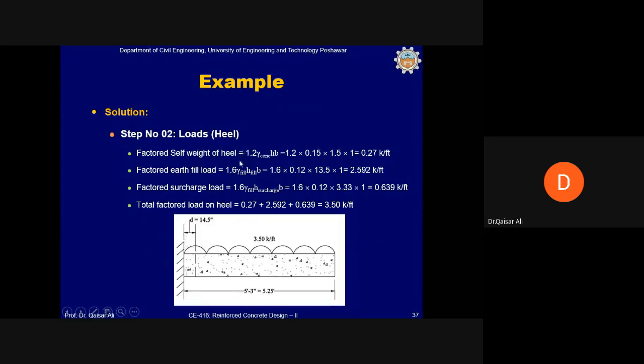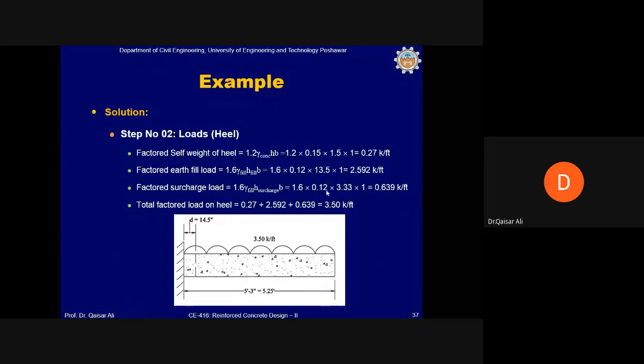The self weight of the heel can be calculated from this equation: 1.2 into gamma of concrete times H times B. B is taken as 1 foot, and H is this 1.5 feet, which is the depth, thickness of the heel. Okay, and factor of earth fill load. H fill, you know, it's 13.5 feet is the backfill on the heel.